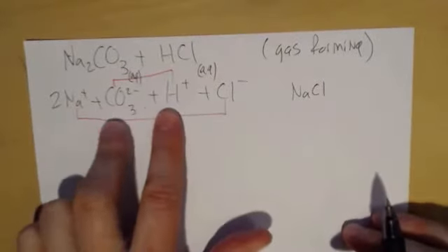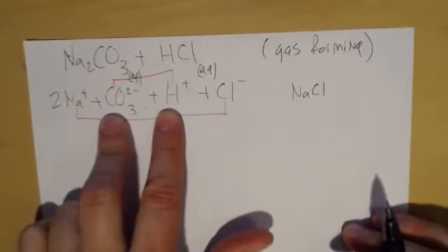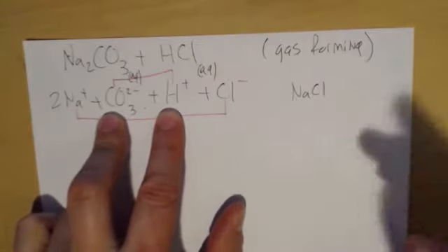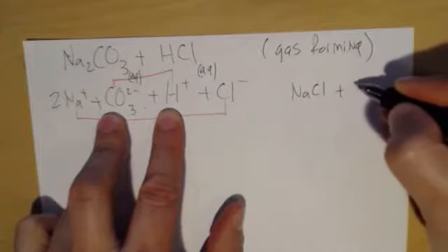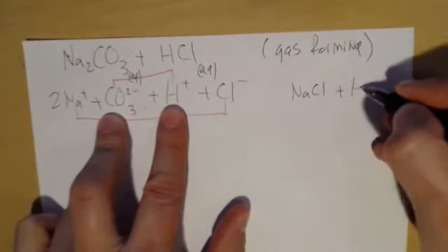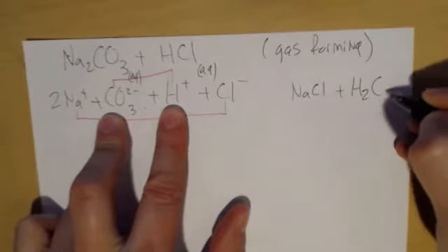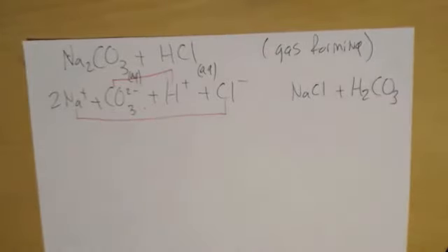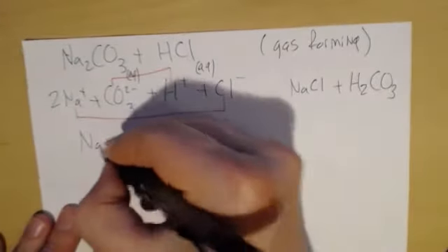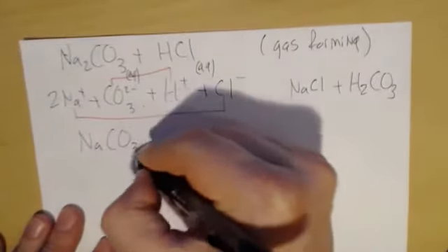How will these guys go together? Anybody? Good. Someone wrote H2CO3. That's perfectly correct. I'm going to need two hydrogen ions. It's the cation, so it has to go on the left. H2CO3. Okay. So then the next step is to balance.